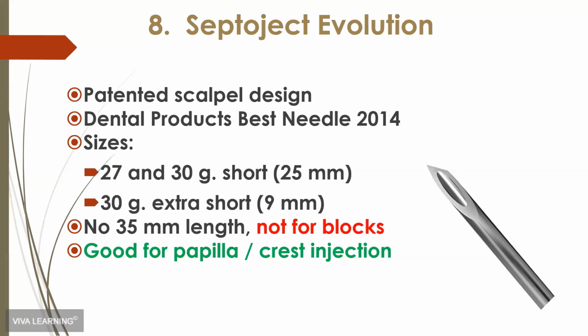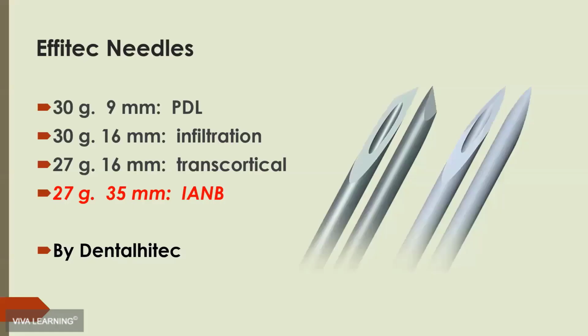And the reason I show you this is because you want a sharp needle. A sharp needle is going to cause less pain because there's less damage to the tissue when you push it through. There's less resistance. It goes through much more easily. Dental High Tech, the company that had one of those computers that I show you, they have a set of ultra sharp needles. Again, I wouldn't use this for an inferior alveolar nerve block, even though they do have a long 35 millimeter version of this needle.